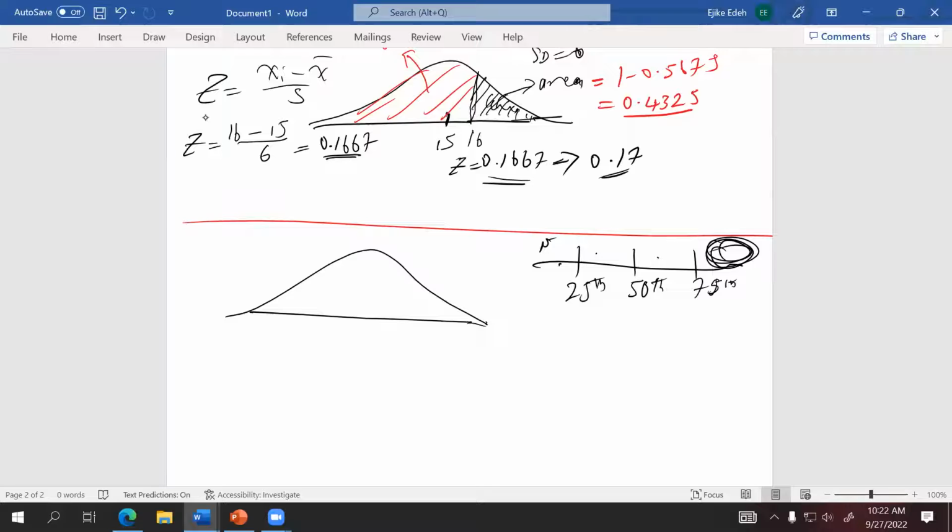Okay. So what is that area there? So if you imagine your diagram that this is the 75th percentile, for example, the question is asking you for the area. If this point here is the 75th percentile, what do you think will be the value of this area? Anybody?